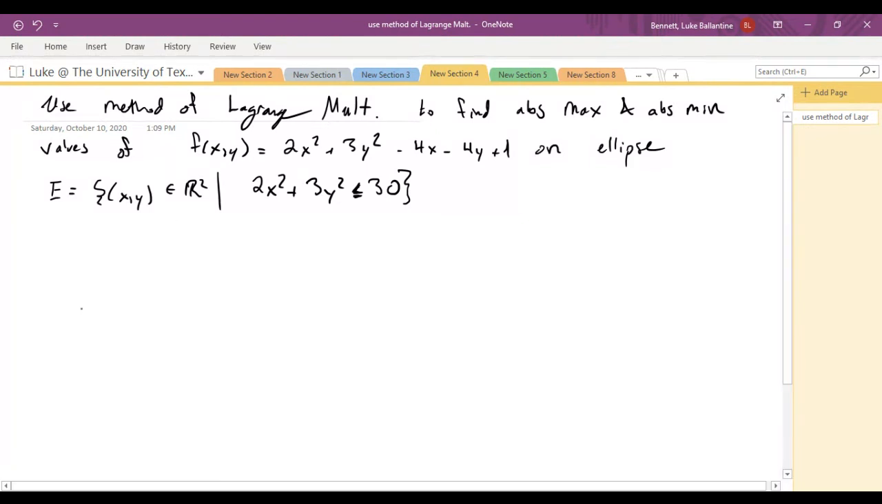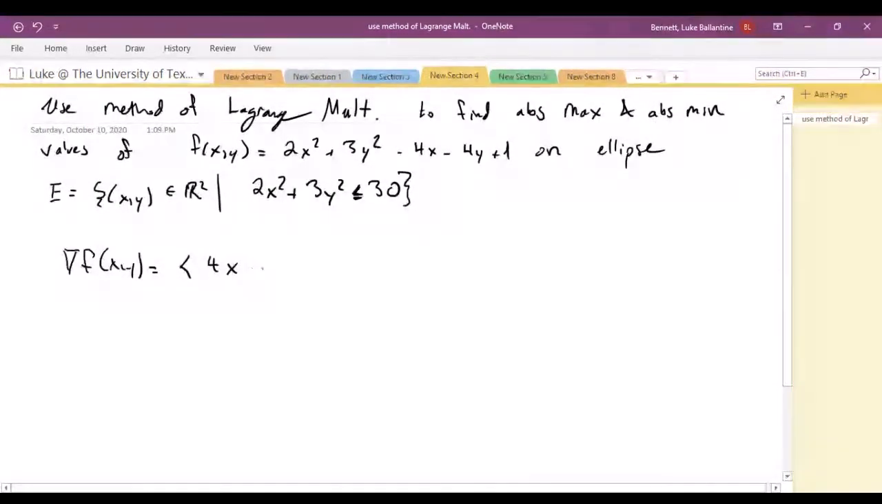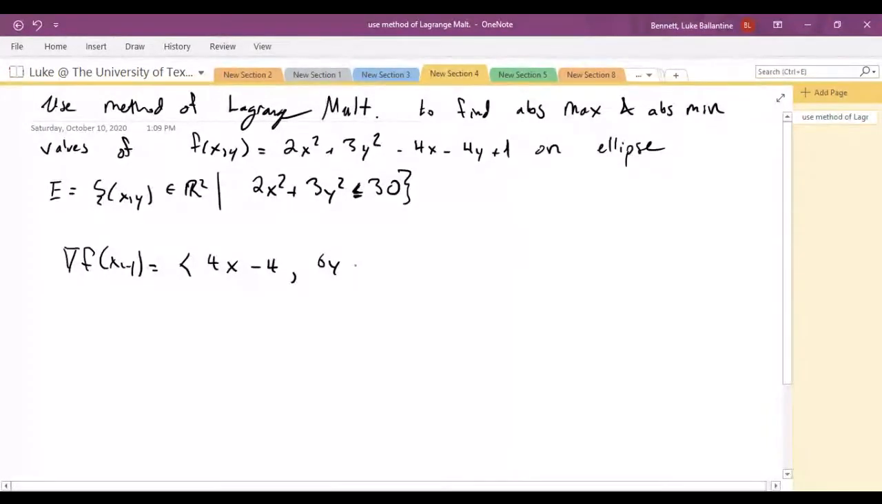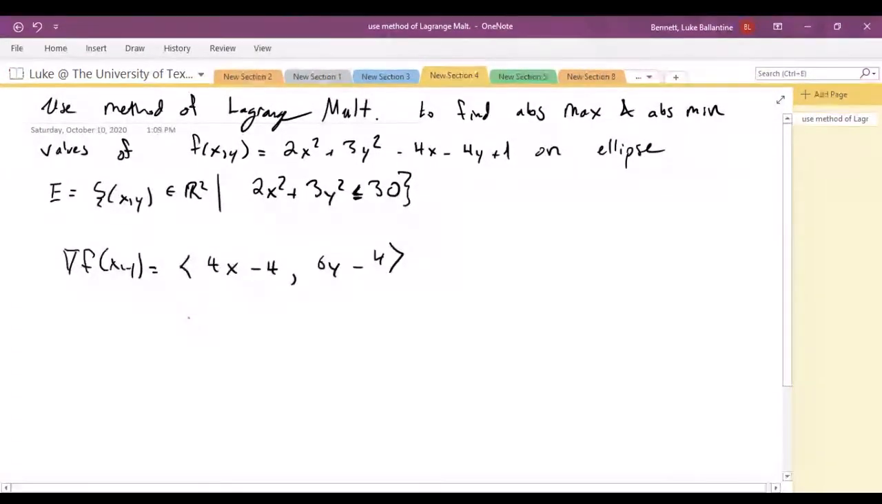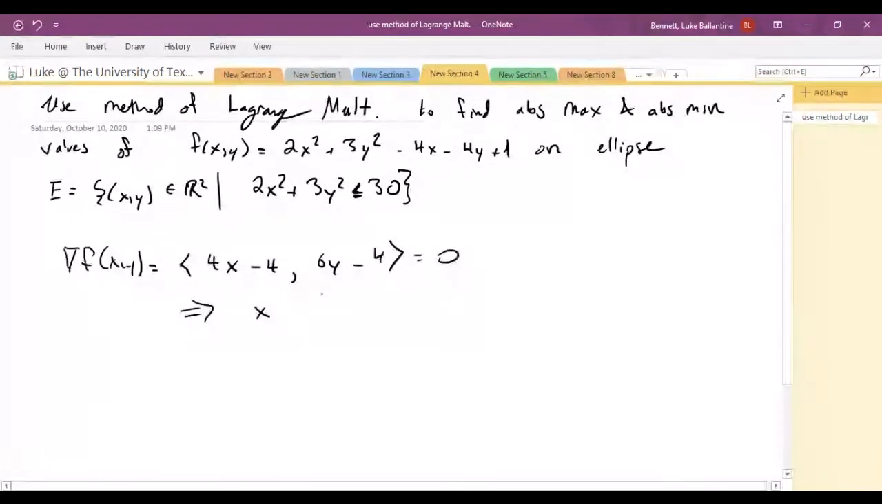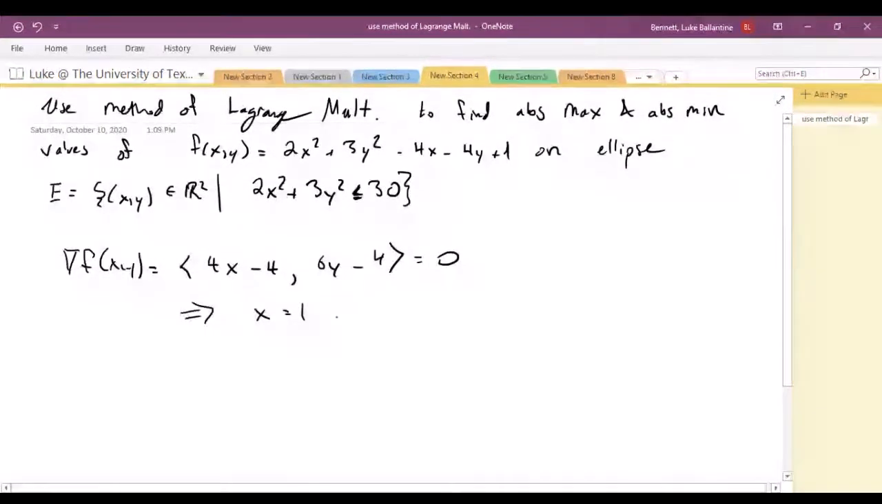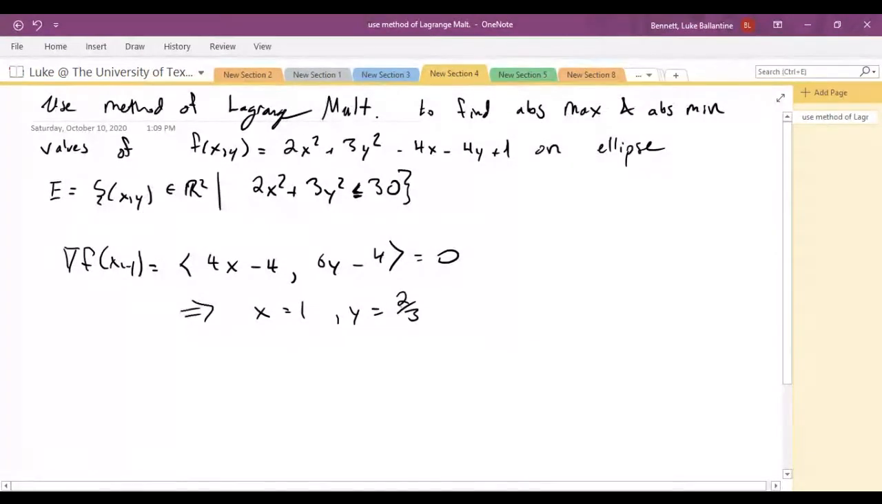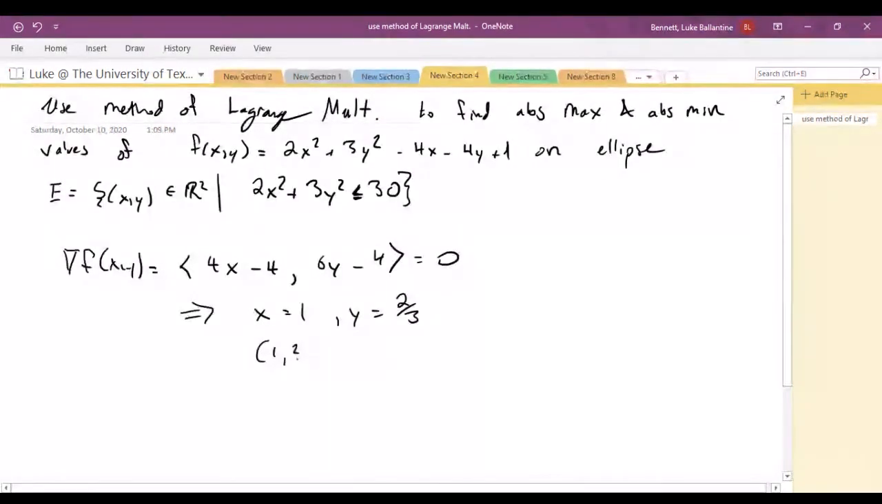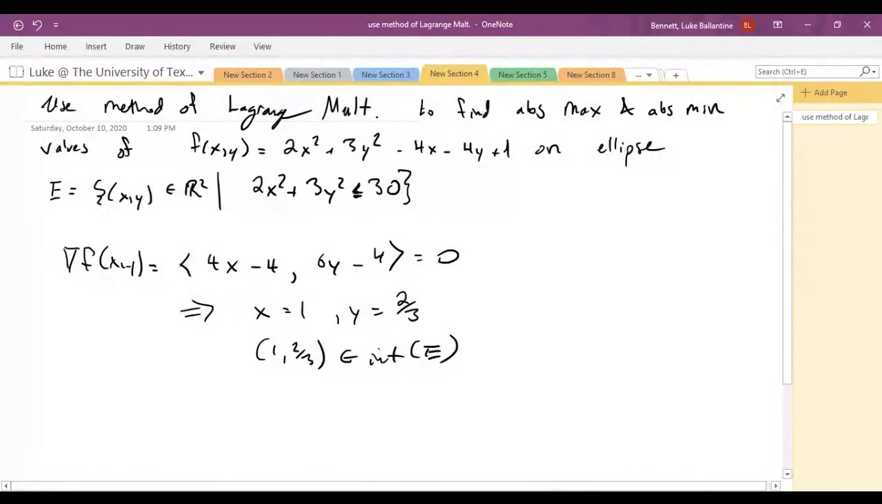So let's do that first. We have the gradient of f of x, y is equal to (4x minus 4, 6y minus 4). This equals 0 when x equals 1, y equals 2/3. And clearly this is in the interior of D, or E. Okay, so that's one thing we have to consider.